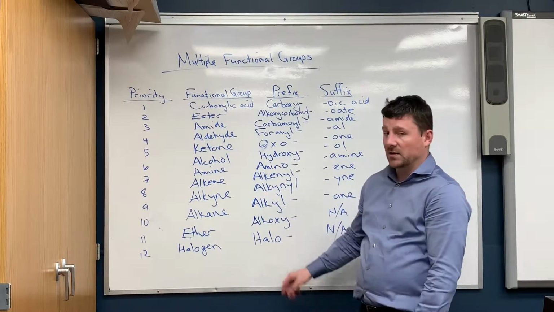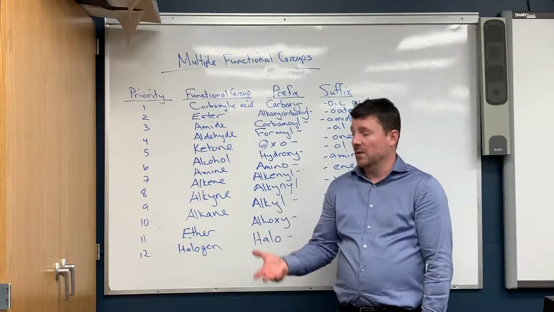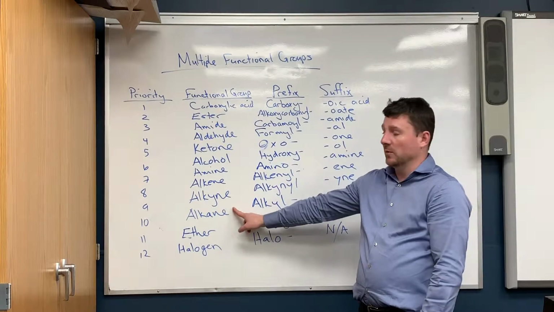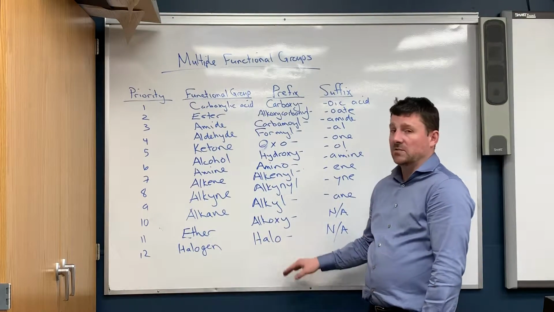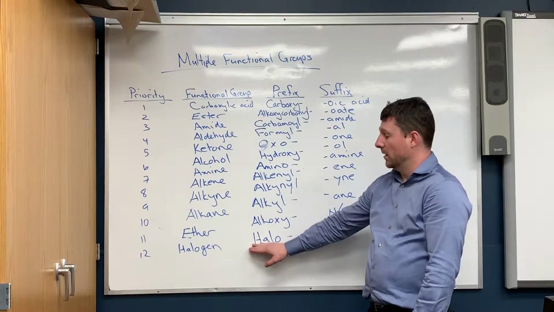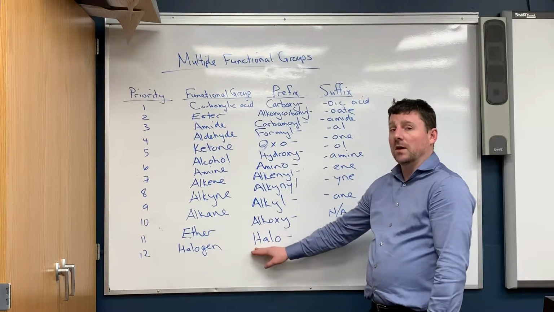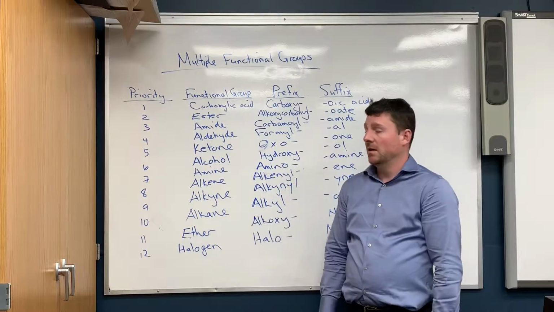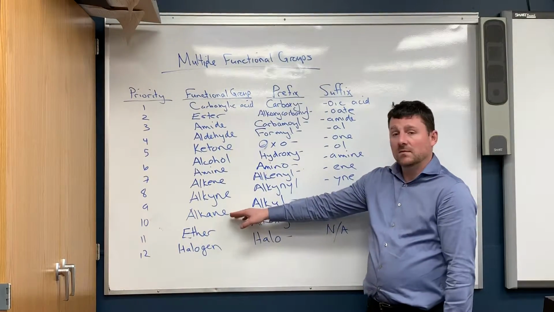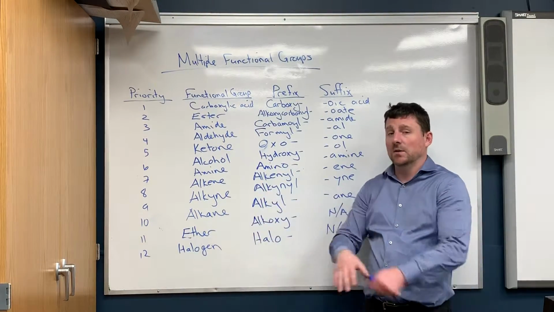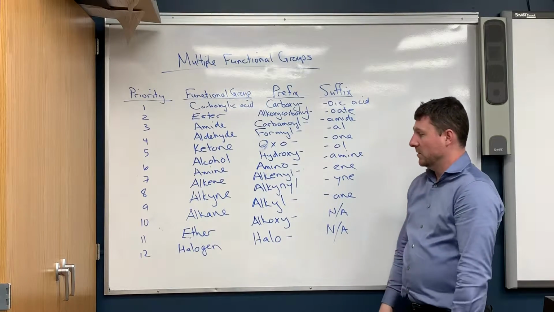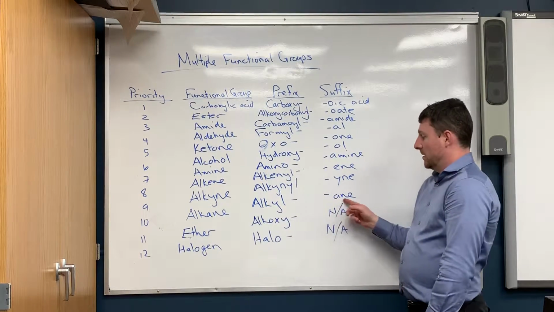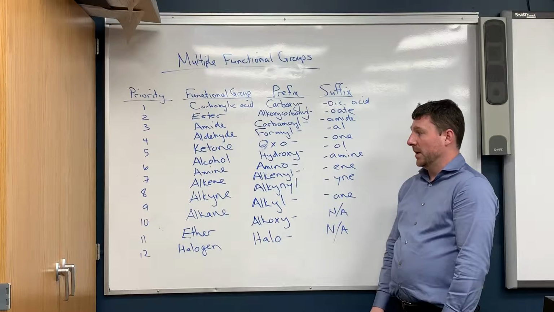And same thing with halogens, right? Halogens don't change the name of the main chain. We just name the alkane as we normally would. And then halo just means it could be fluoro or chloro or bromo or iodo, right? We just name that as a branch on the alkane chain, right? Then we get up to the 10th on the list, alkanes, and we learned how to name alkanes. We just put the ane suffix at the end, right?